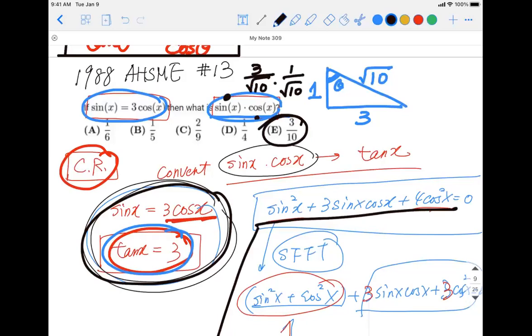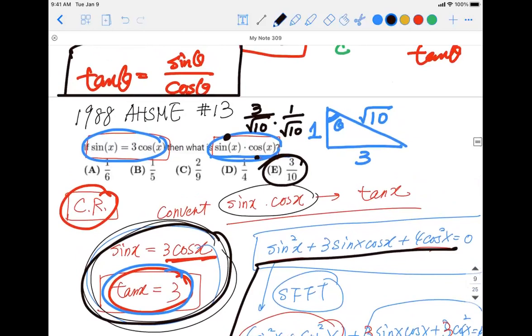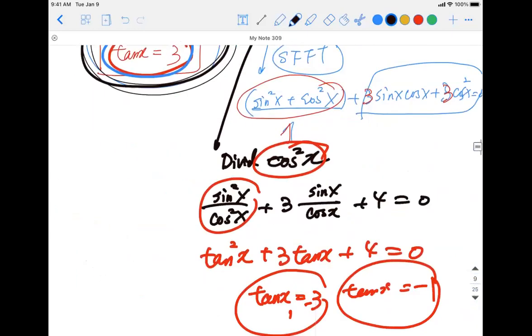Fairly understandable, right? So the trick for this problem tells us that as long as you see sine and cosine, convert it into tangent. As long as you see tangent and the question asks you to do some calculation, don't waste your time. Directly construct a triangle, and from the triangle, you will be able to get the value. So far, so good? Perfect. If all good, let's go to our second problem.